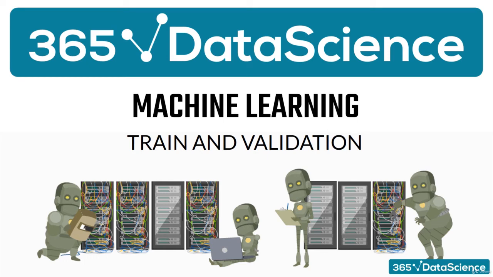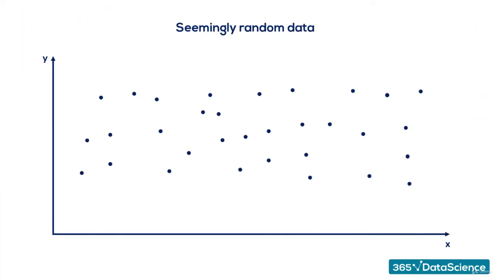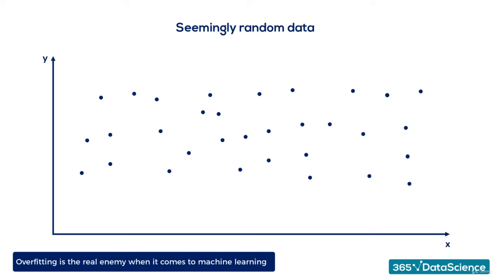I believe the previous lessons convinced you that overfitting is the real enemy when it comes to machine learning. We also said we will teach you how to deal with it. That's precisely what we'll do in this lesson. To prevent overfitting, one must be able to identify it first.